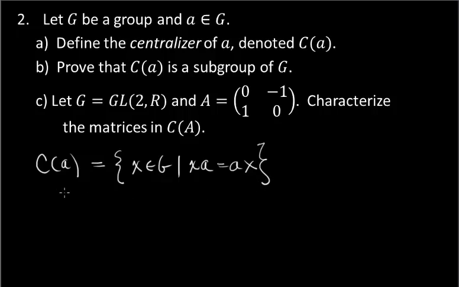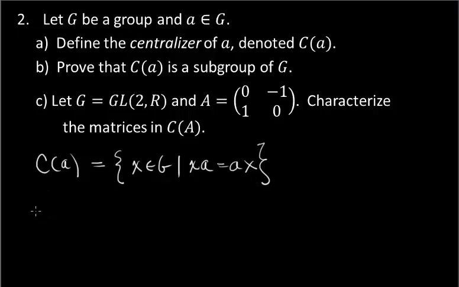So don't memorize these things as symbols. Read them. Make these sentences in your mind. The centralizer of A is the set of all X in G such that XA equals AX, the set of all group elements that commute with A.